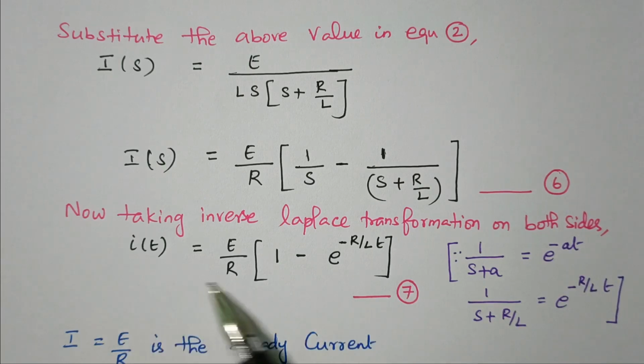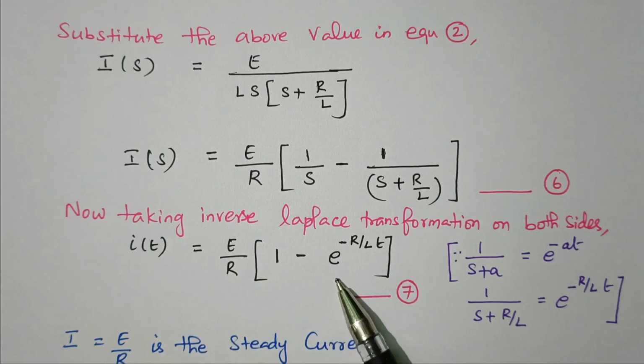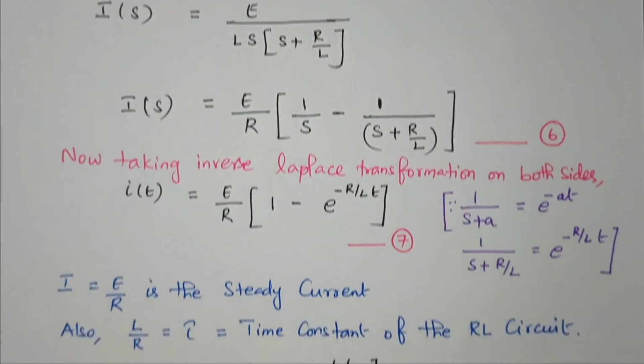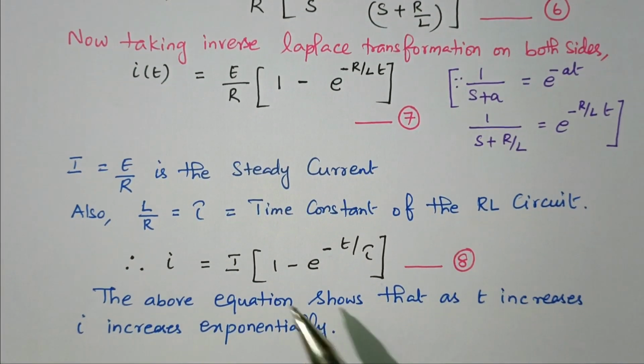So this is the time response of the RL circuit, case 1, rise of current. We got that I of t equals E divided by R of 1 minus E power minus R by L into t. Right. Now we'll go for the further analysis.